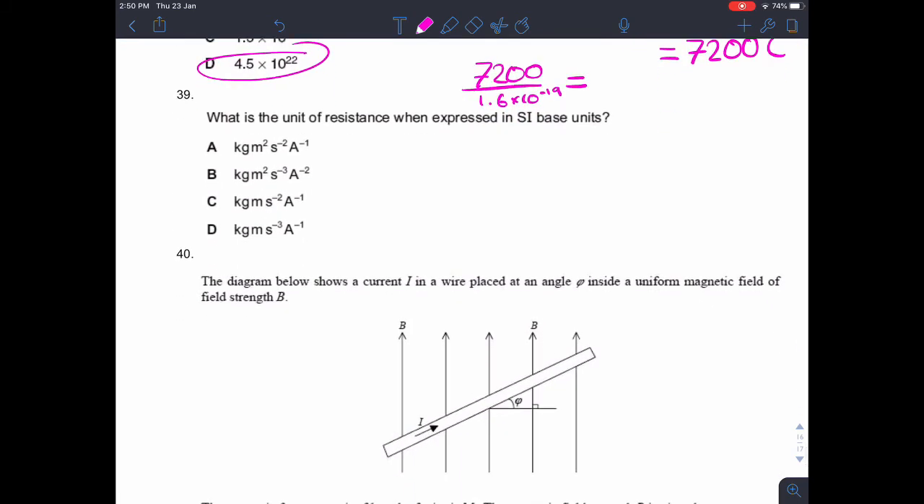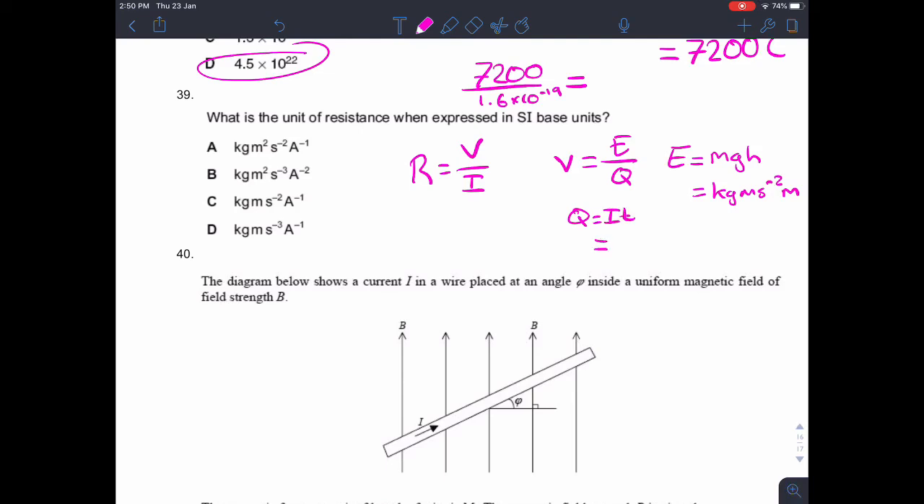39, what is the unit of resistance when expressed in SI base units? This one is very similar to the other units one that we did further up the page. Here we have resistance is voltage divided by current. Voltage is energy divided by charge. Just like we did above, we can use energy as mgh for figuring out the units, which gives us kilogram meters per second squared meters. So then we've got energy. We need to divide that by charge. A charge is current times time. So the units for charge are amp seconds.